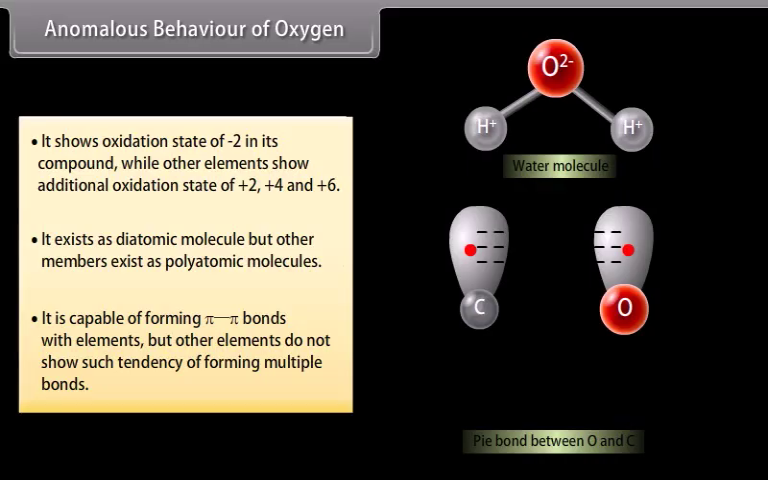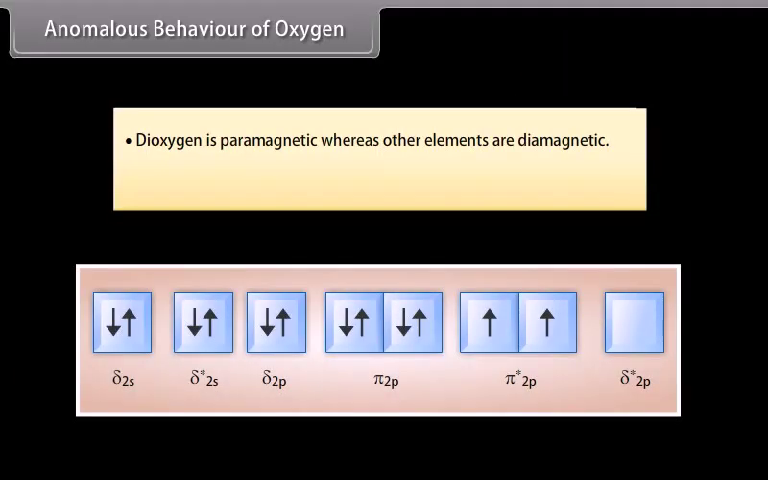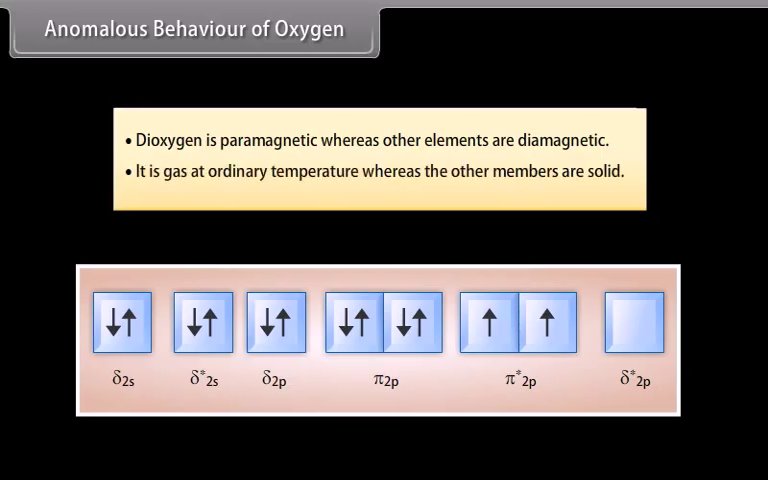It is capable of forming pi-pi bonds with elements, but other elements do not show such a tendency of forming multiple bonds. Dioxygen is paramagnetic, whereas other elements are diamagnetic. It is a gas at ordinary temperature, whereas the other members are solid.